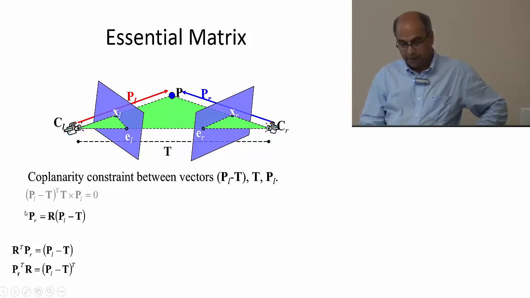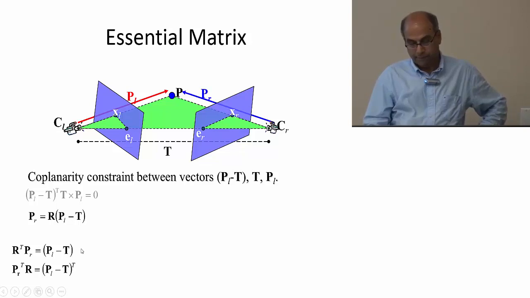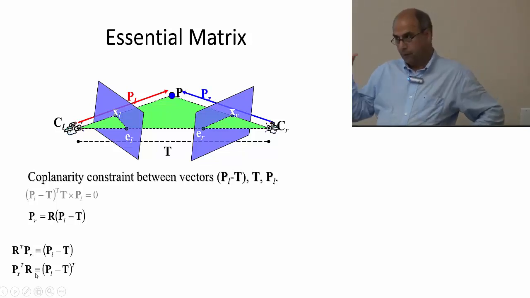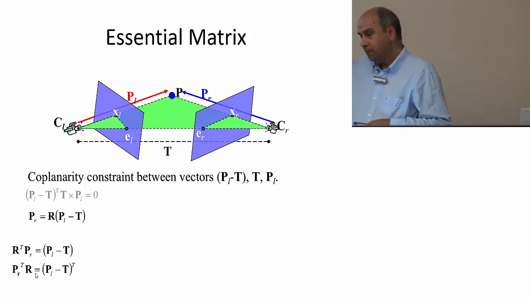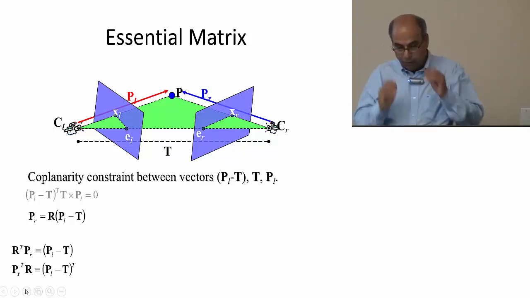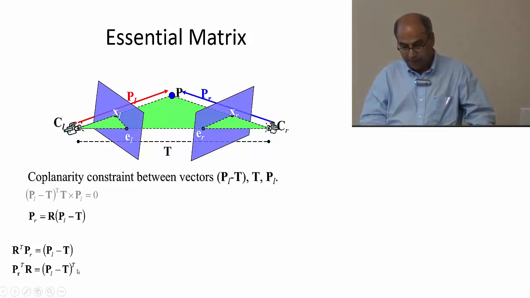We bring this to this side, R transpose, and then we have PL minus T, and then we find the transpose of both sides. So the transpose of this will become PR transpose and R, because when you have two matrices A, B, the transpose of that is B transpose, A transpose. They change the order, and you can verify that. So now we got this: PL minus T transpose is given by PR transpose R.